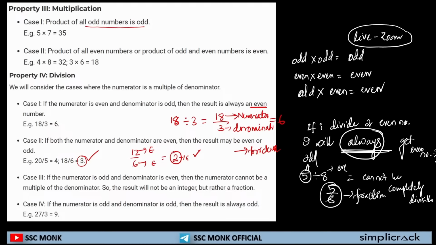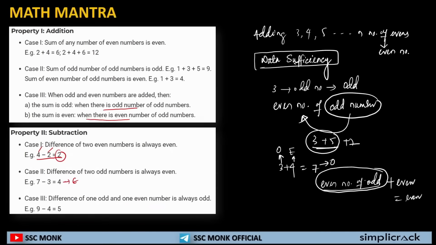Clear? And the fourth part, if the numerator is odd and the denominator is odd, then the result will always be odd. Let's say 27 is odd, 3 is odd, 27 by 3 is equal to 9, it is an odd number. So this is how we got the idea about each and every property of even and odd, and this is known as Math Mantra. This will help you get A's over other students.